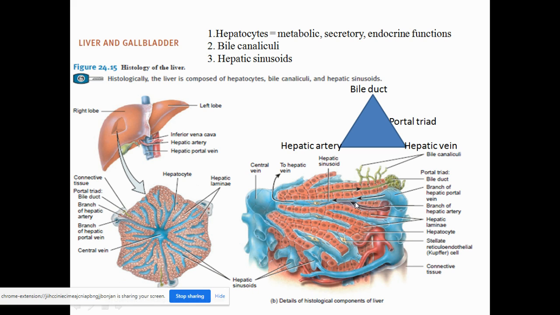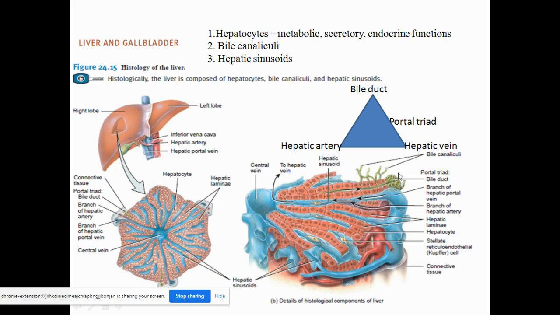It is collected and it converges to form a larger hepatic vein. All the blood from all the sinusoids is converging to the center and will drain into the central vein. From the central vein, it will be carried to the inferior vena cava, and from the inferior vena cava, it will be carried to the heart, the right side of the heart, for purification.